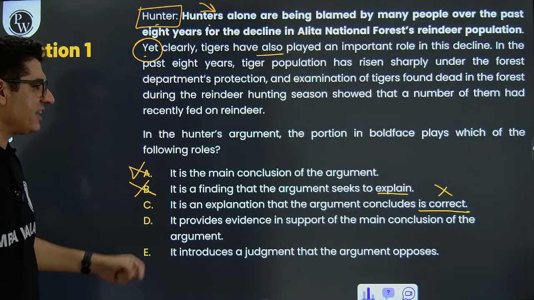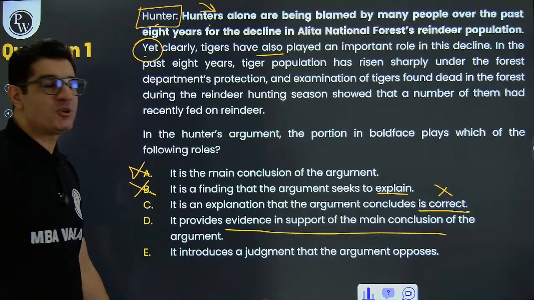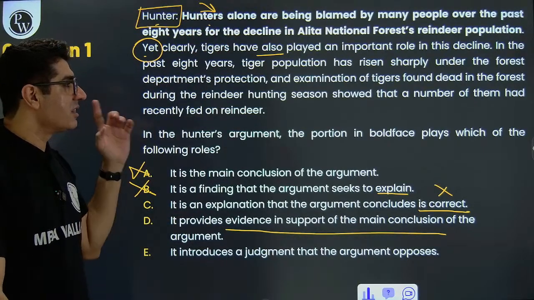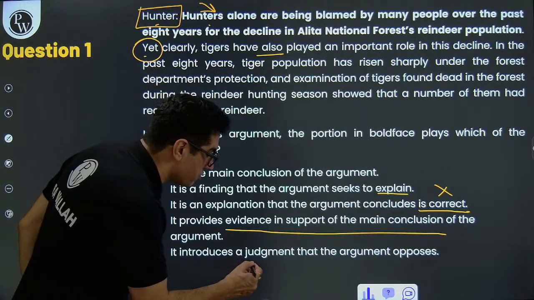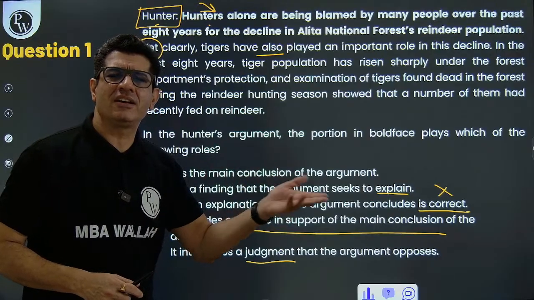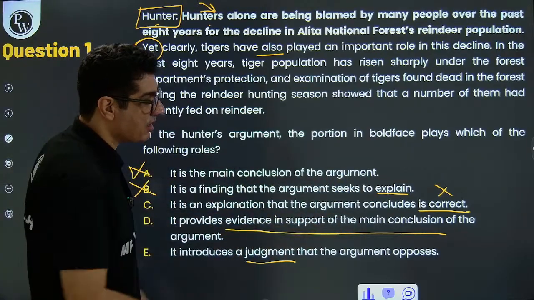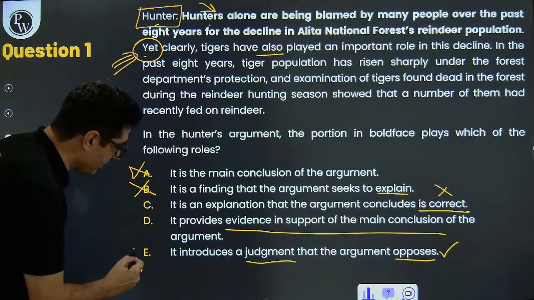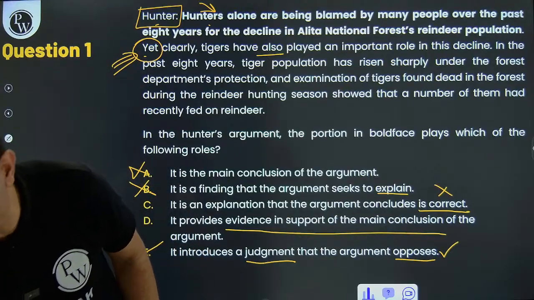It provides evidence in support of the main conclusion. No, it is not giving you evidence that supports the main conclusion. It is a conclusion that the author is trying to disprove. So E, it introduces a judgment. Now you notice judgment, opinion, they are basically different words for conclusions. So it is a conclusion that the argument opposes. Yes, this proves that, and that is why the correct answer should be option E.